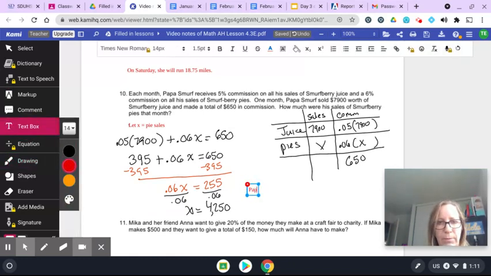So Papa Smurf, my little hustler here. Papa Smurf. Sold $4,250 worth of pies. All right, next one.